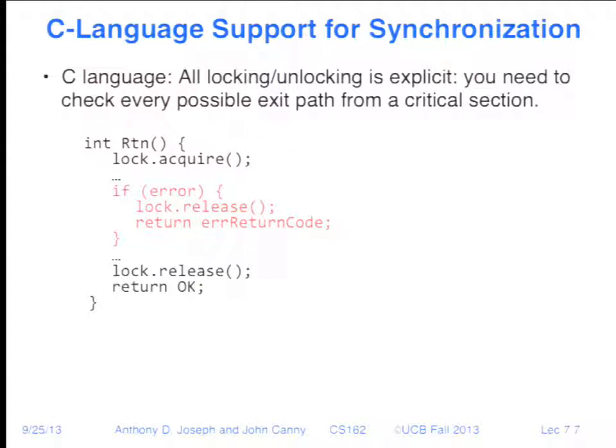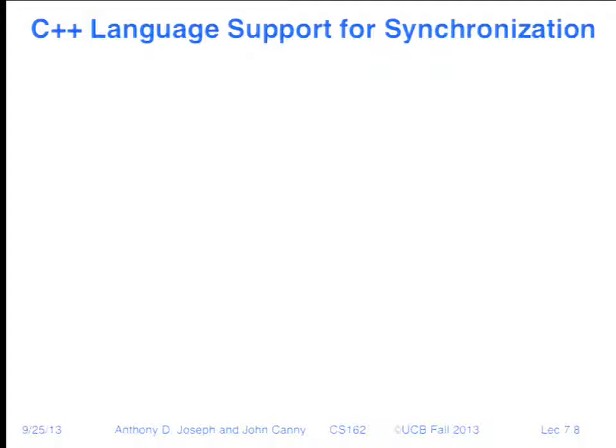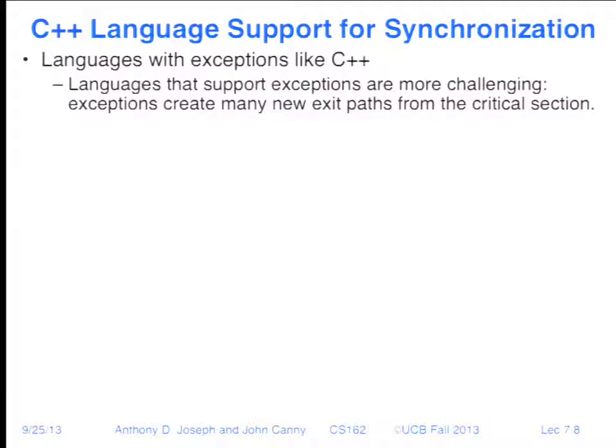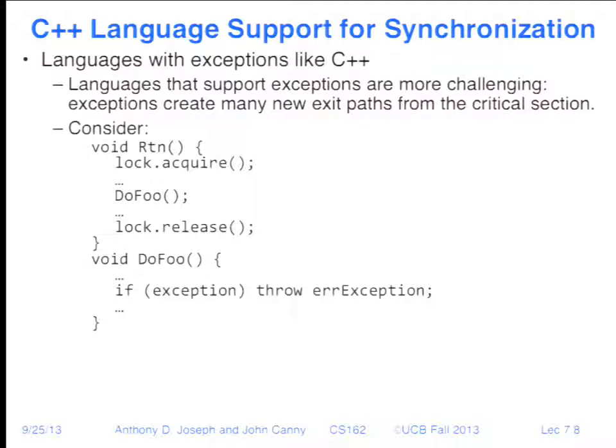So it's not completely trivial in a complex program, but it's somewhat tractable because you can eyeball the code and try to figure out all the code paths and make sure there's no exit from the critical section of a lock that might escape without unlocking. C++ is more challenging because you do have exceptions in the language. Exceptions create a lot of new exit paths because you can throw an exception potentially anywhere in the code.